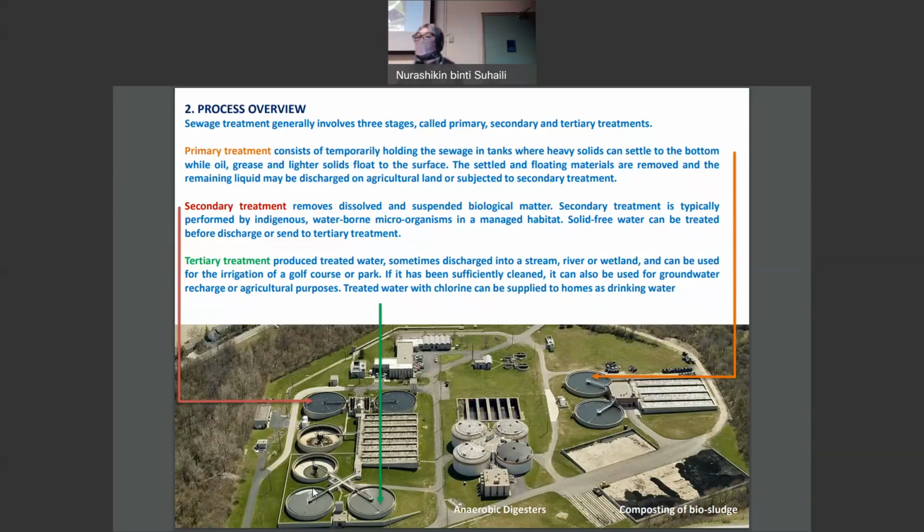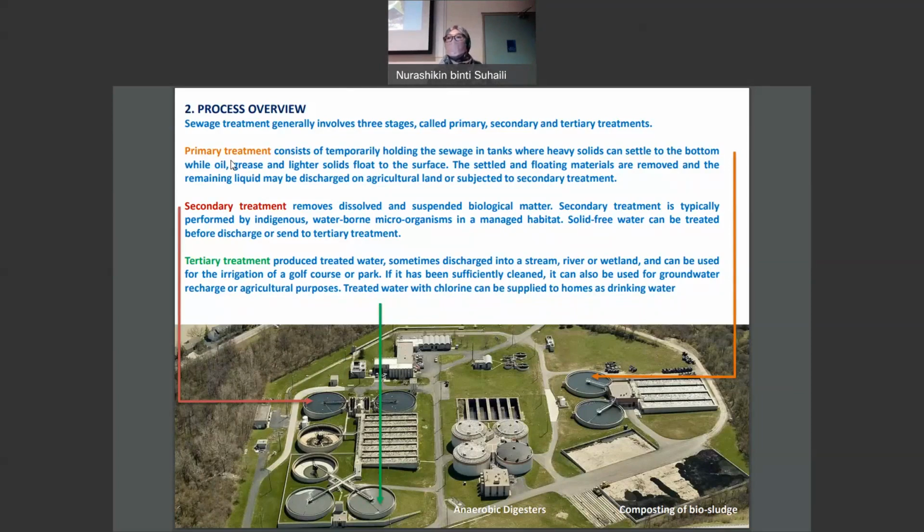And after that, it goes to the primary treatment area. For example, here is primary treatment, and then secondary is here. So after the primary, it will be channeled to the secondary treatment area, and then it will go to the tertiary treatment area.